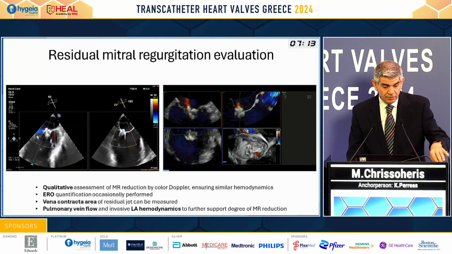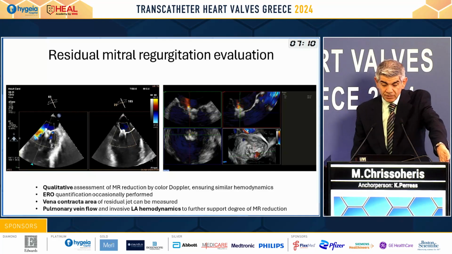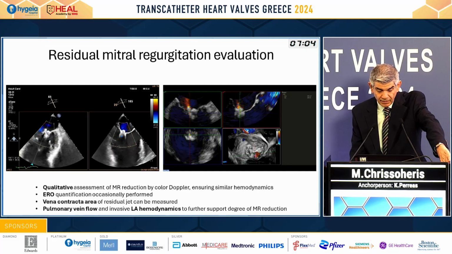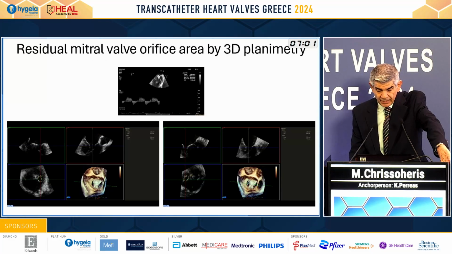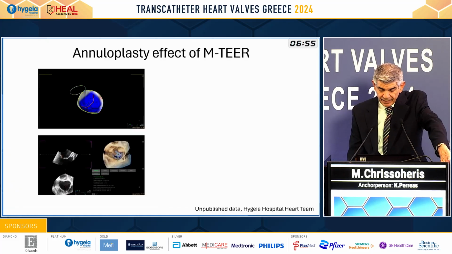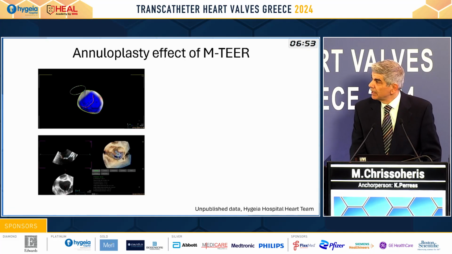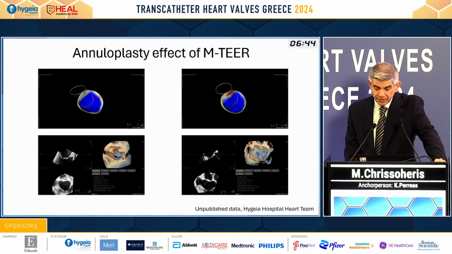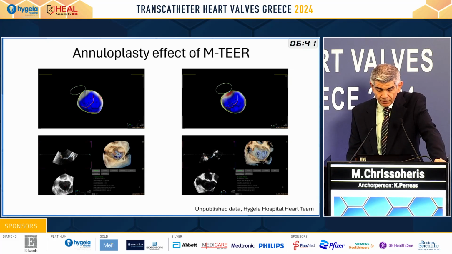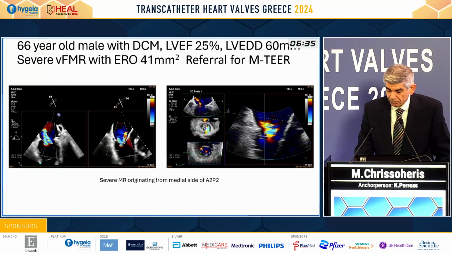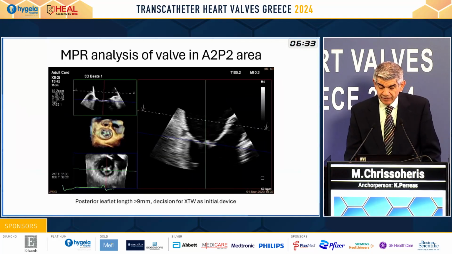An evaluation of the MR reduction is performed primarily with qualitative measures, viewing the color. We can also assess ERO, vena contracta area, and indirect measures like pulmonary vein flow and LA hemodynamics, and also assess mitral valve orifice area by 3D planimetry. In addition, we have to point out that there are some data of an indirect annuloplasty effect of the edge-to-edge repair that we can also see here in this particular patient, a reduction in the posterior anterior diameter of the valve.